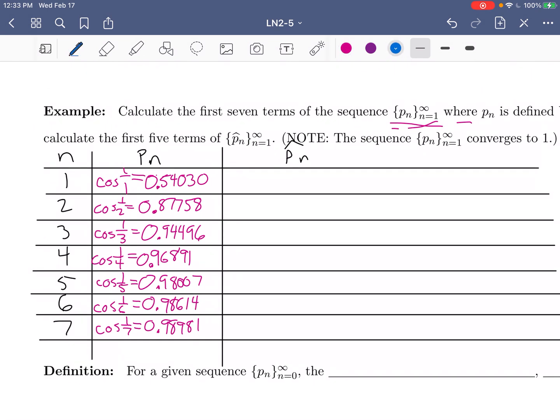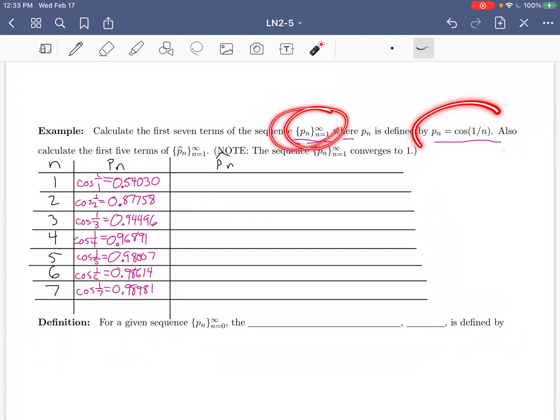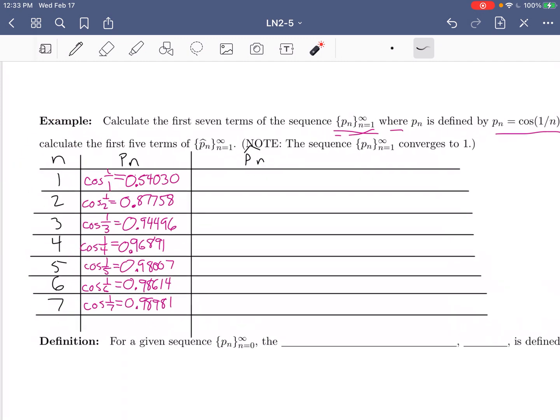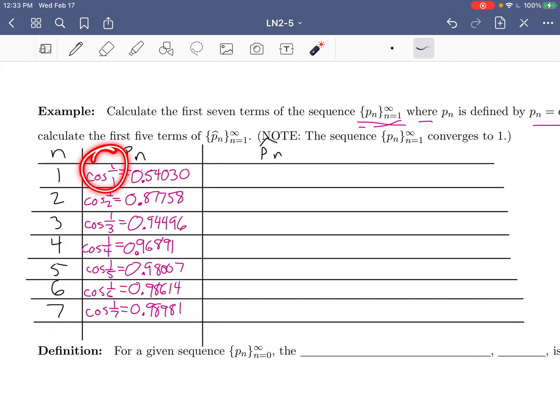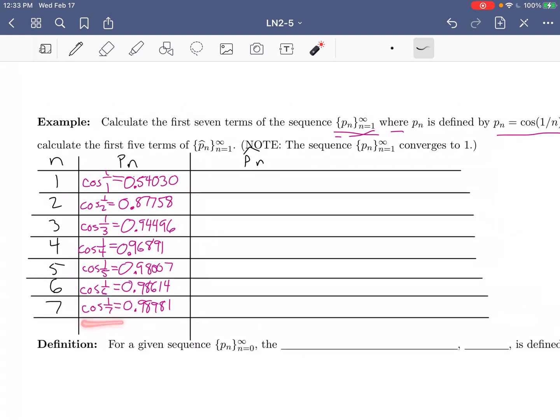So there we haven't used Aitken's method. That's just building the sequence that's defined by our nth term being the cosine of 1 divided by whatever that value of n. So as n went from 1 to 7, we had cosine of 1 divided by 1, and then 1 divided by 2. And now we're going to apply Aitken's method.